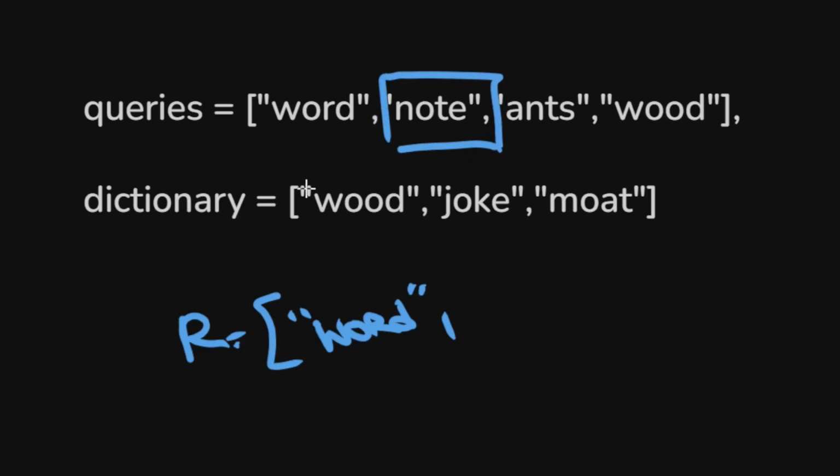Next, we are here and we do the same. We iterate every word in the dictionary from left to right, starting from wood, and we go character by character. These 2 characters are different, so we use one edit.